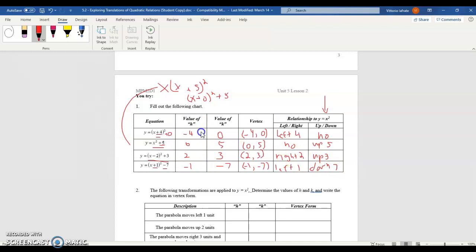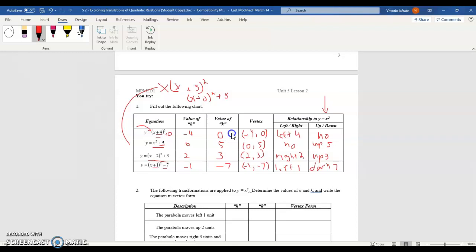Now we can go back and take a look to make sure this makes sense based on our vertex. Notice how the a in front of here is positive. That means the parabola opens towards the bottom. So if the parabola opens towards the bottom, will it make sense to have a vertex of -4, 0?